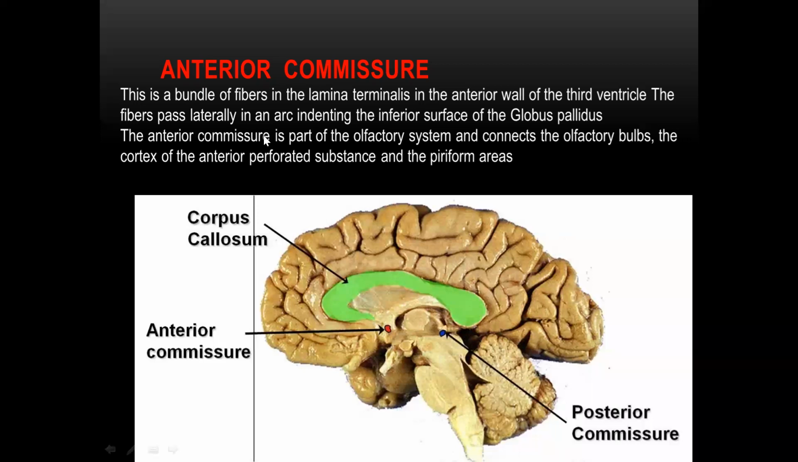The anterior commissure is part of the olfactory system and connects the olfactory bulbs, the cortex of the anterior perforated substance, and the piriform area. Here is the site of the anterior commissure. It is in the anterior wall of the 3rd ventricle. Here it is, the anterior commissure.